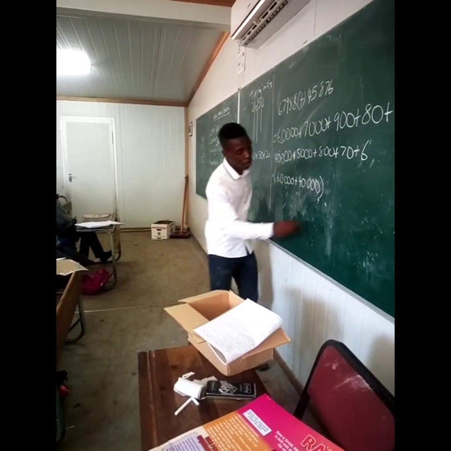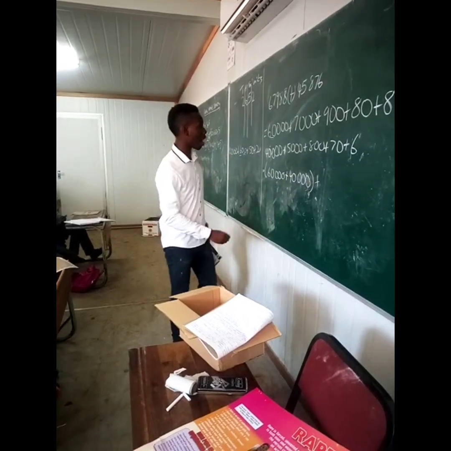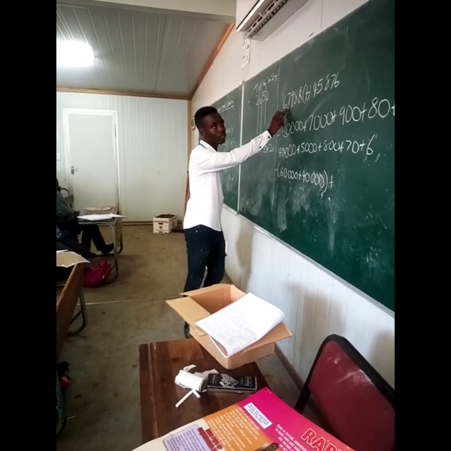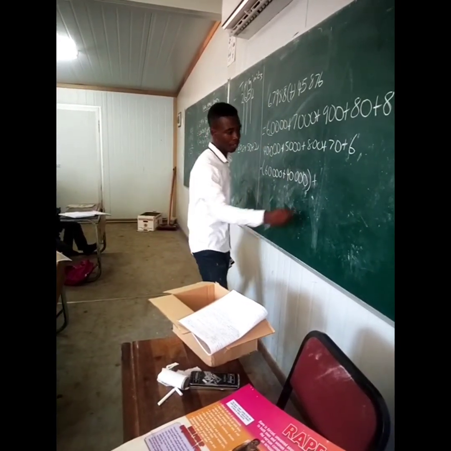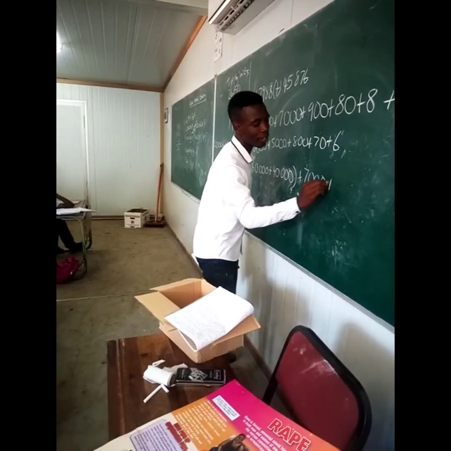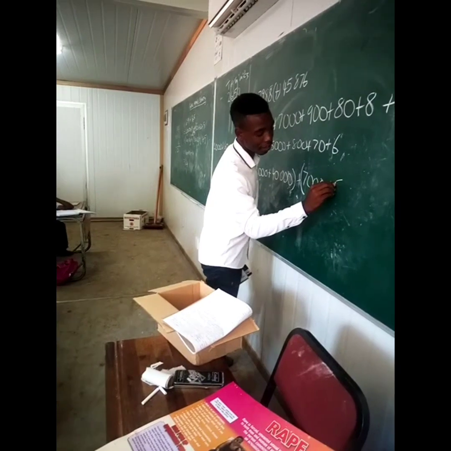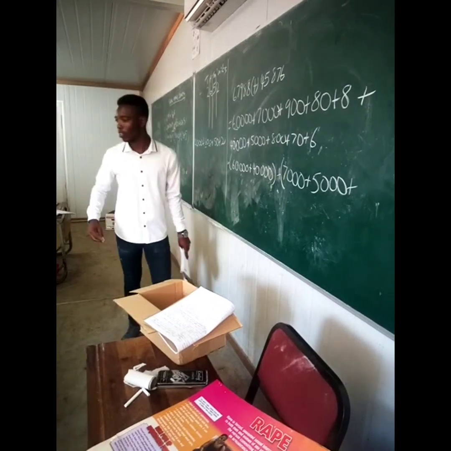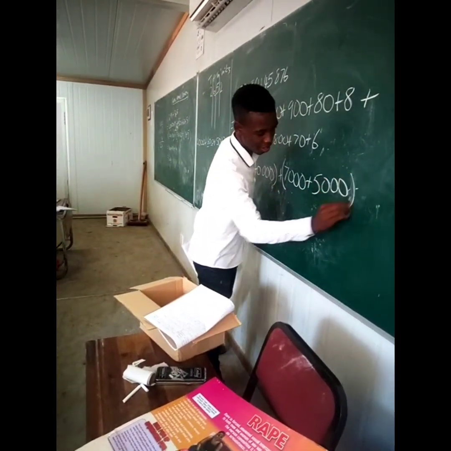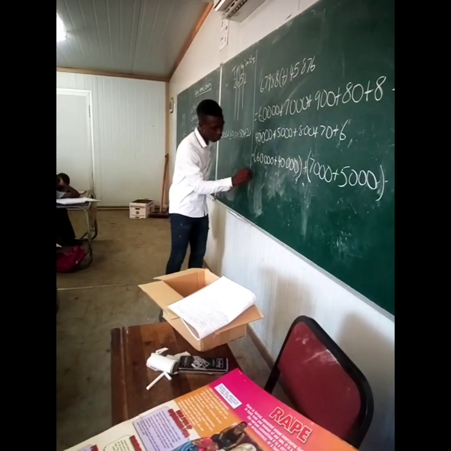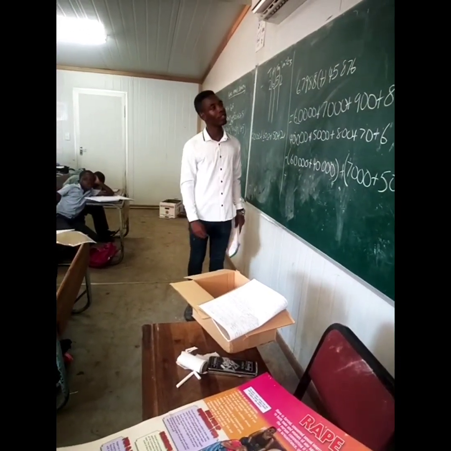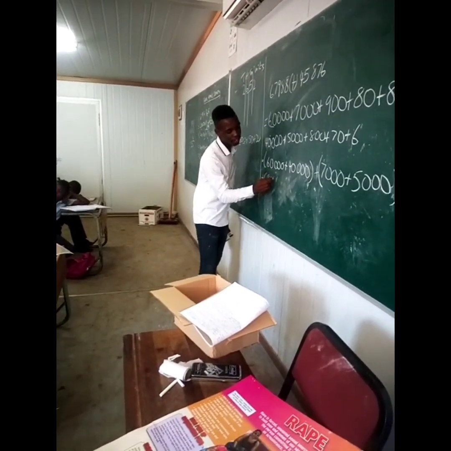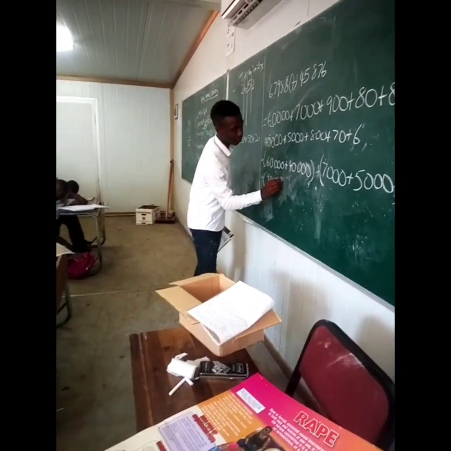Now, we are done with the 10,000s, right? We are going to what? The 1,000s, right? What's next? What do we add? 7,000 and what? 5,000. Yes, brackets. Now we are done with thousands. Where do we go next? 900, right? Now it is 900 plus 800.